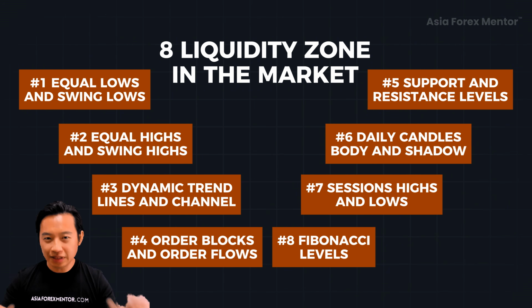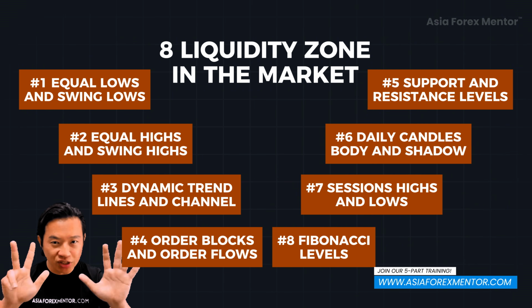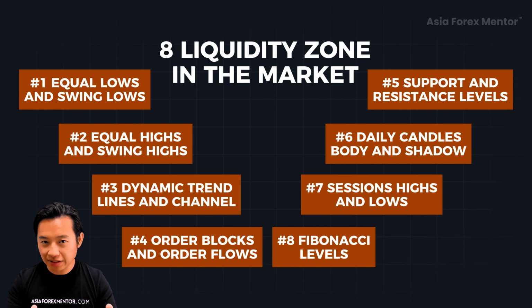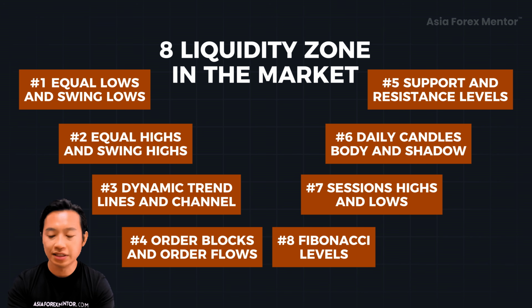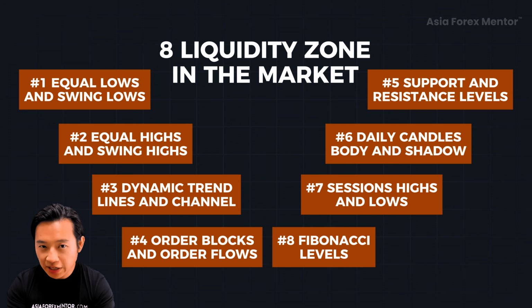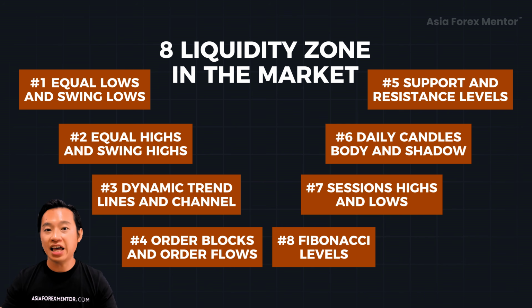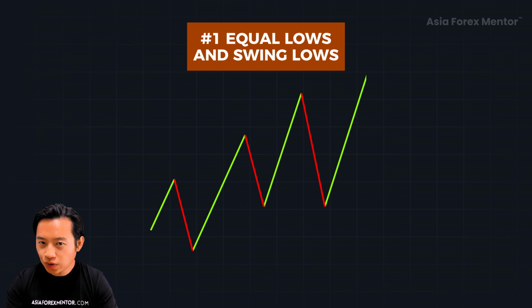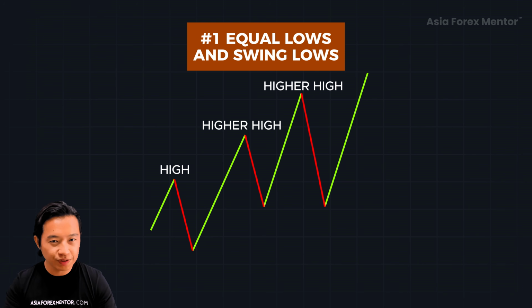Here we go. The 8 main liquidity zones in the market itself. These are areas where significant orders are present. They are going to give you insights into how the market dynamics work. Liquidity can be identified in these areas of the charts. You ready? Number 1, equal lows and swing lows.